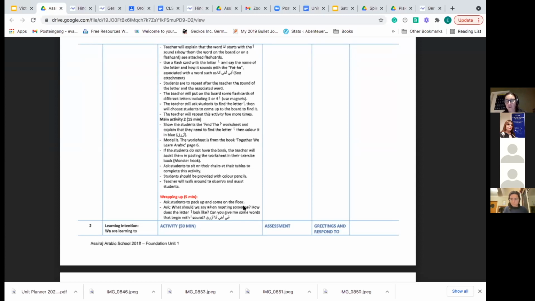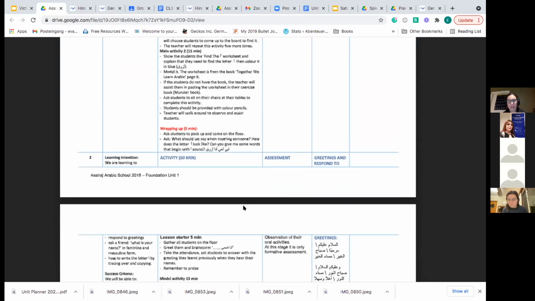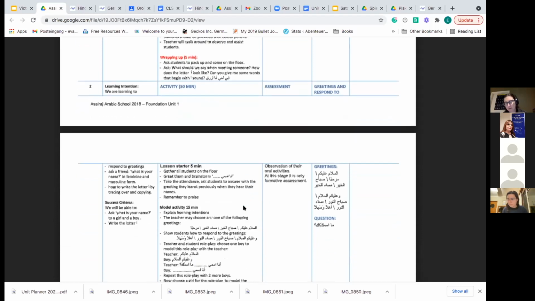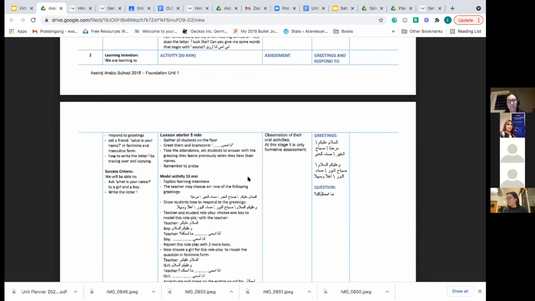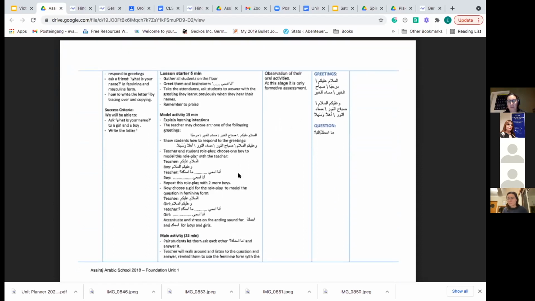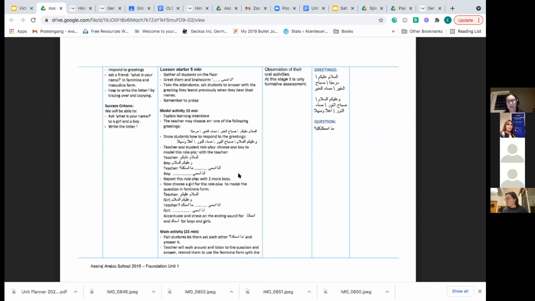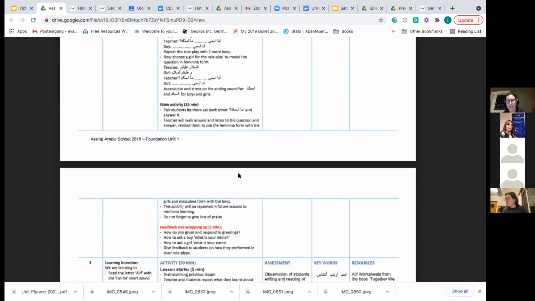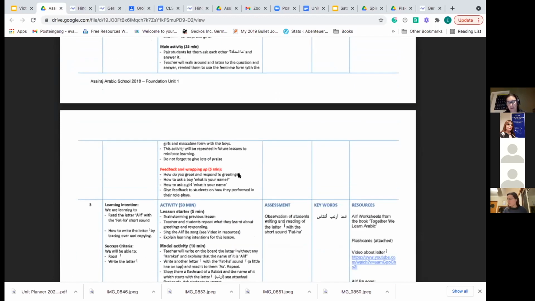Did they understand your instruction? Are there still gaps? Do you need to revise something the next lesson? So it's a really important assessment as well. And you can read that, of course, yourself when you go through the model templates. Every lesson is structured in a similar way, with a lesson starter, model activity, a main activity, and then feedback wrapping up at the end.